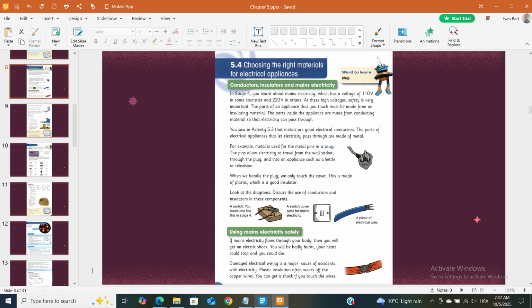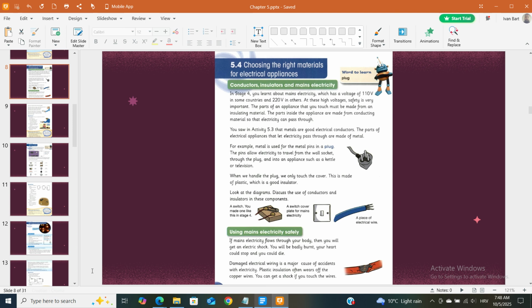A switch. A switch cover. Made one like this in stage 4. Plate for mains electricity. Using mains electricity safely. If mains electricity flows through your body, then you will get an electric shock. You will be badly burnt, your heart could stop and you could die. Damaged electrical wiring is a major cause of accidents with electricity. Plastic insulation often wears off the copper wires. You can get a shock if you touch the wires.